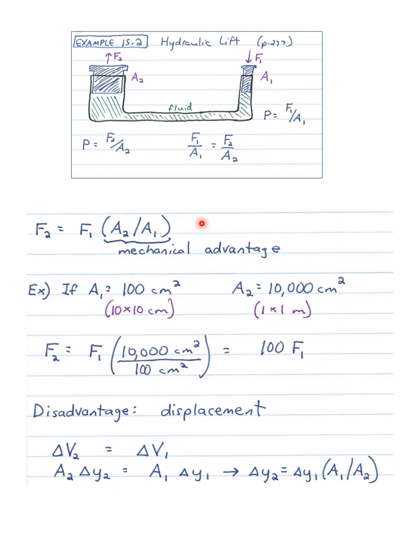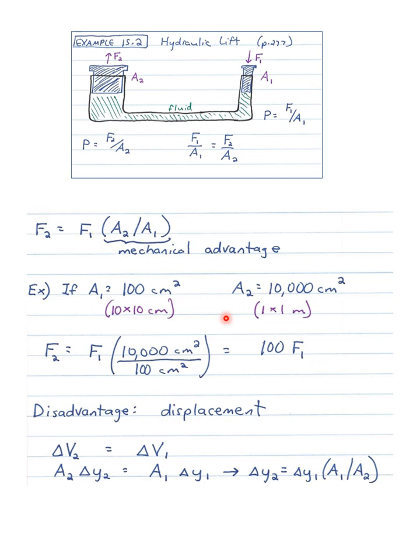So the greater the area on the right is compared to the area on the left, you're going to get a multiplication factor of the force that you applied. That multiplication factor, that ratio, is called the mechanical advantage. So if A2, let's say, is 10 times larger than A1, you're going to get 10 times the force. Now, let's say that A1 is 100 square centimeters, so that's a small pad, 10 by 10 centimeters, and A2 is 1 meter by 1 meter, 10,000 square centimeters.